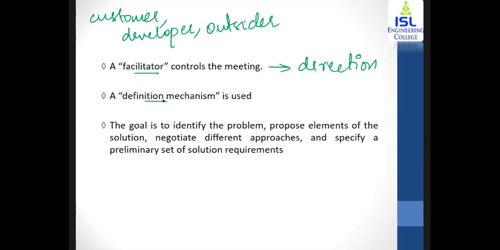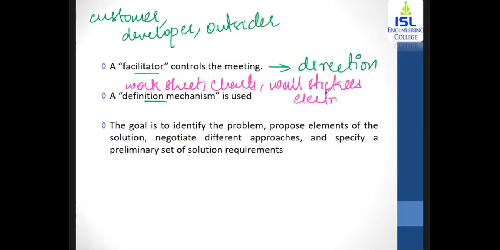Then the next is a definition mechanism is used. Now what are the different examples of definition mechanism? A definition mechanism can be a worksheet. You can make use of charts, wall stickers to put on ideas, or an electronic bulletin, or even chat rooms can be used. These are the different definition mechanisms used so that you identify what the different requirements are and you get a clear idea.